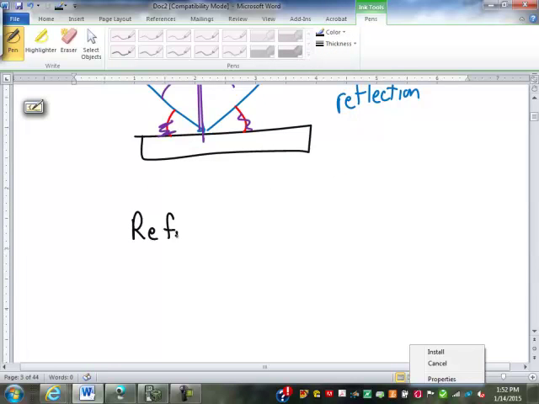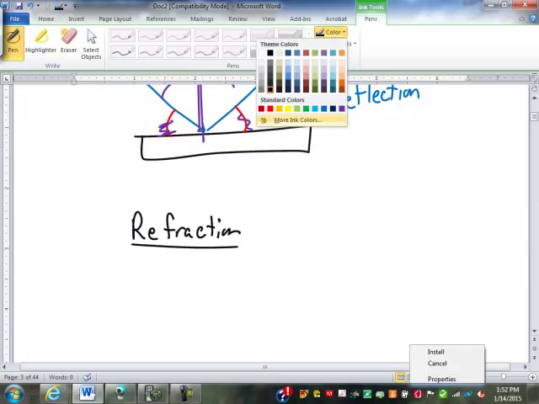Refraction is bending of light as it goes from one material into another.